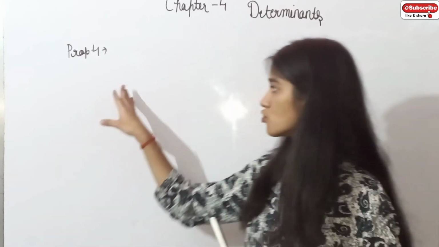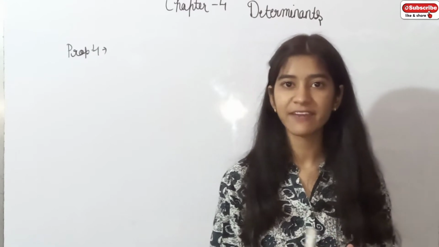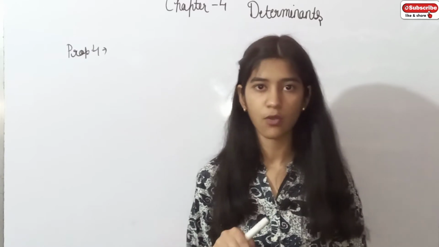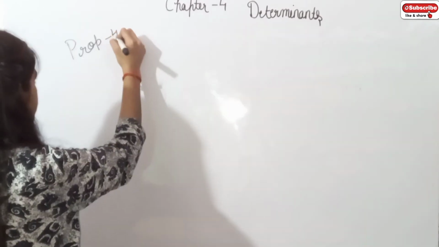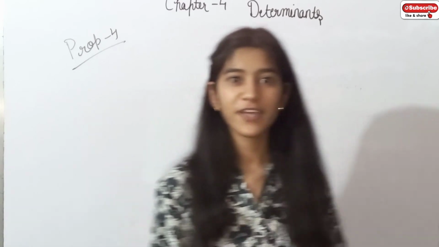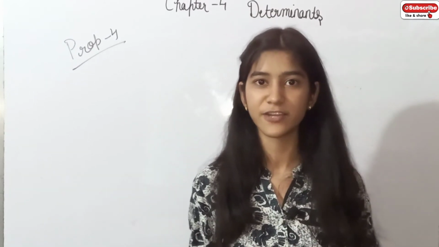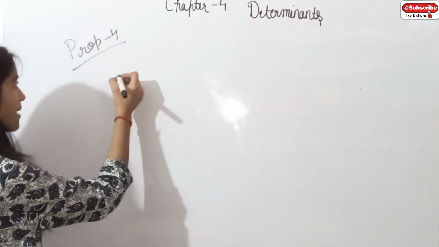Property 4 of determinants says if any row or any column of a determinant is multiplied with any scalar quantity, suppose k, then the value of the determinant is also multiplied with that scalar quantity. Now we are going to discuss property 4th of our determinants. Suppose A is a determinant and if we multiply that determinant with any scalar quantity k, then what happens?